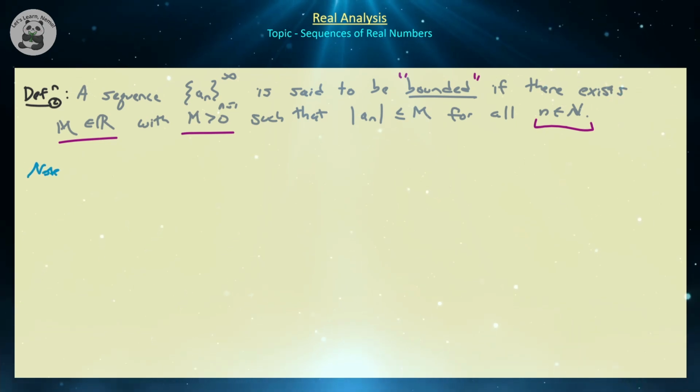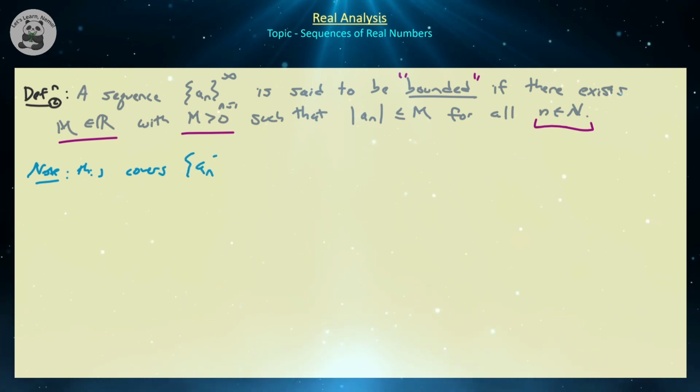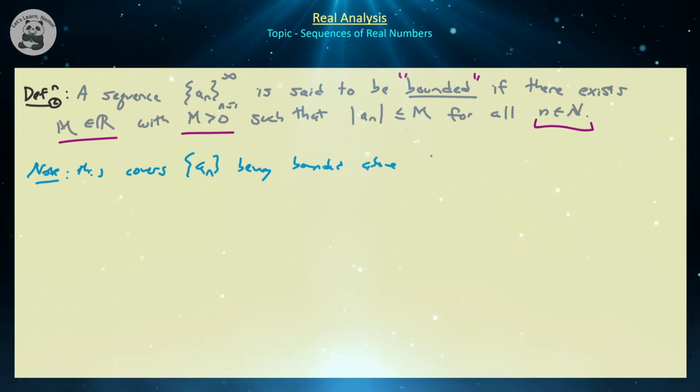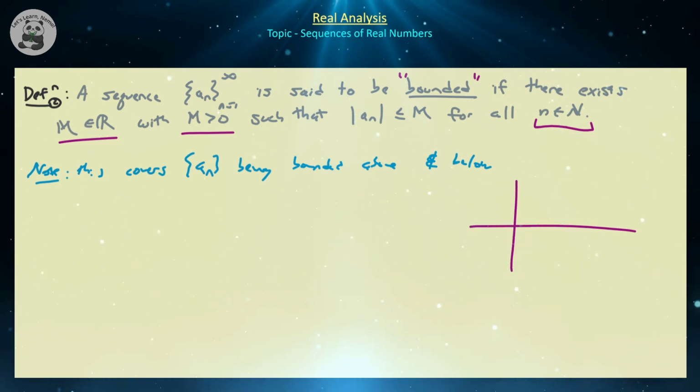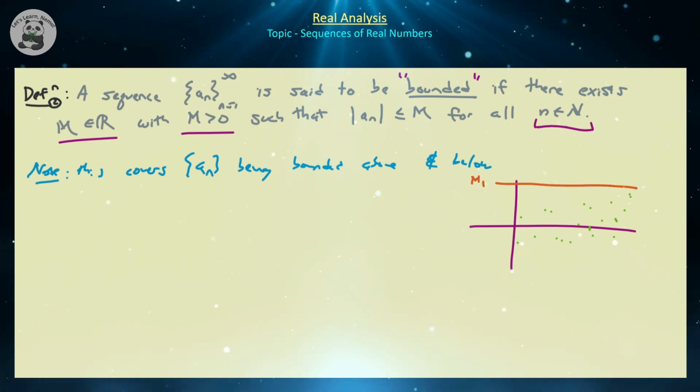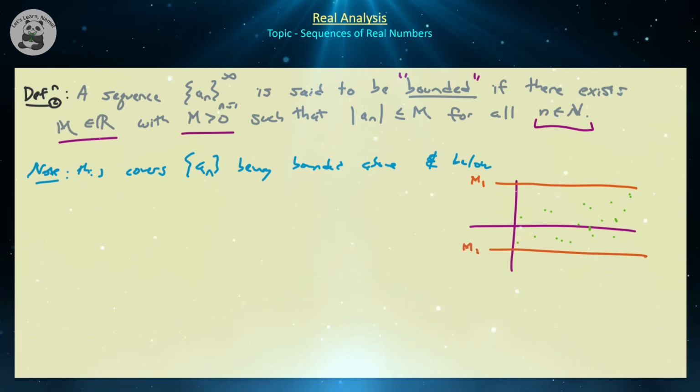Because if you think about this, what we have here is that this covers both the sequence an being bounded above, and also below. And you're like, well, how does that include both of them? So let's draw a little sequence here. Let's assume that these dots represent the values of the sequence. So let's assume that it is bounded. Then there exists some number, say m1 here, and there obviously exists some number m2 there.